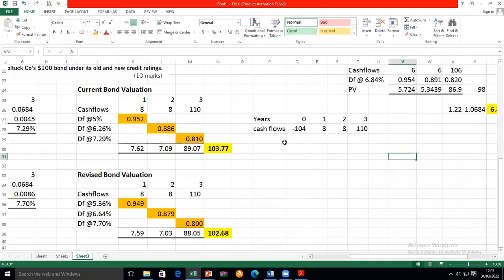Okay. Let's discount. The coupon rate was 8%. So let's go. Discount factors at 8%. 1. And our present values.